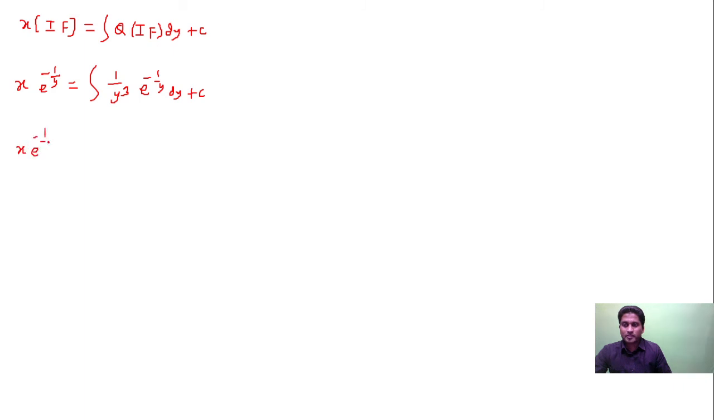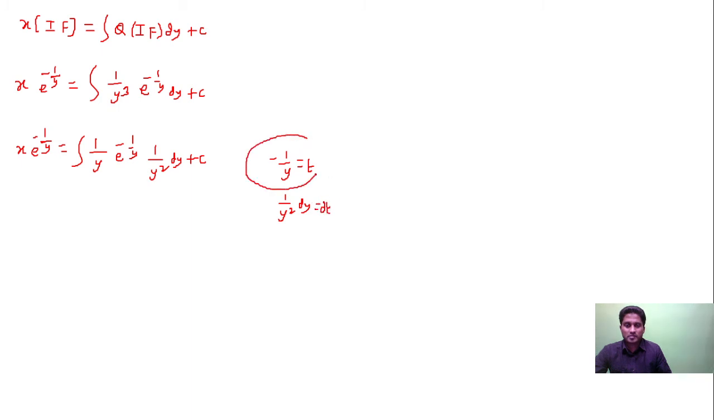X into e power minus 1 by y is equal to integral of 1 by y e to the power of minus 1 by y, this is 1 by y square dy plus c. What I'll do is put minus 1 by y is equal to t. So 1 by y square dy is equal to dt, and 1 by y is equal to minus t. So x into e to the power of minus 1 by y is equal to integration of minus t e to the power of t dt, plus c.